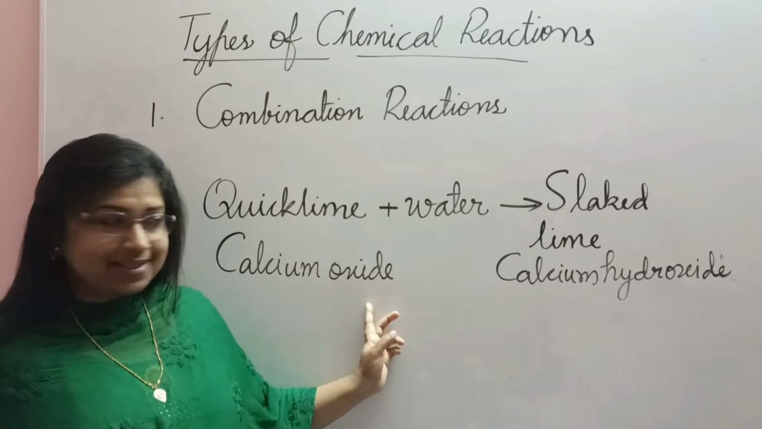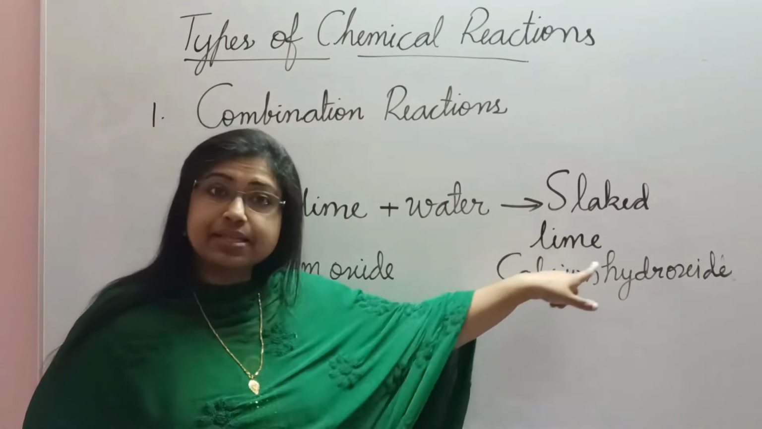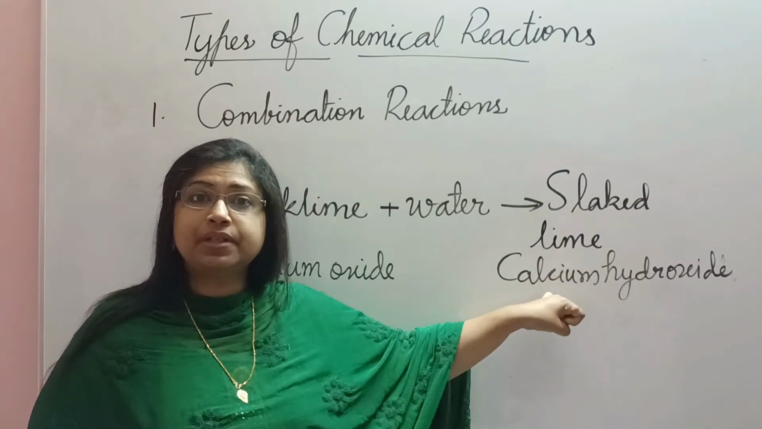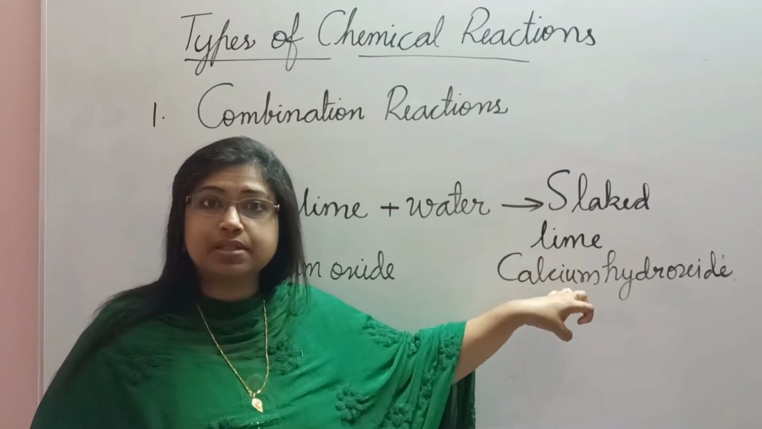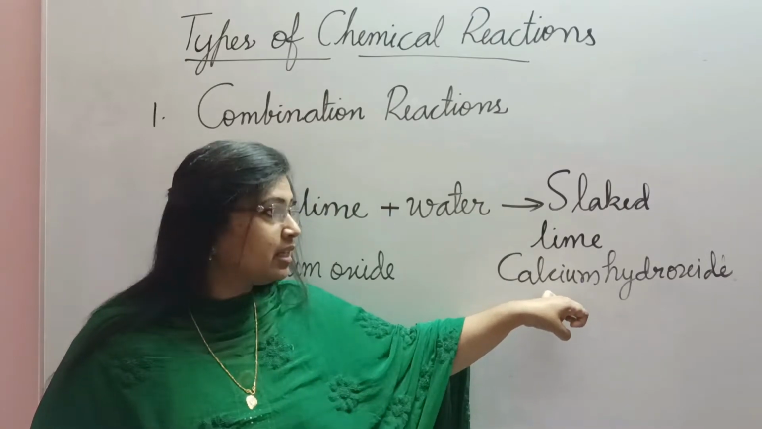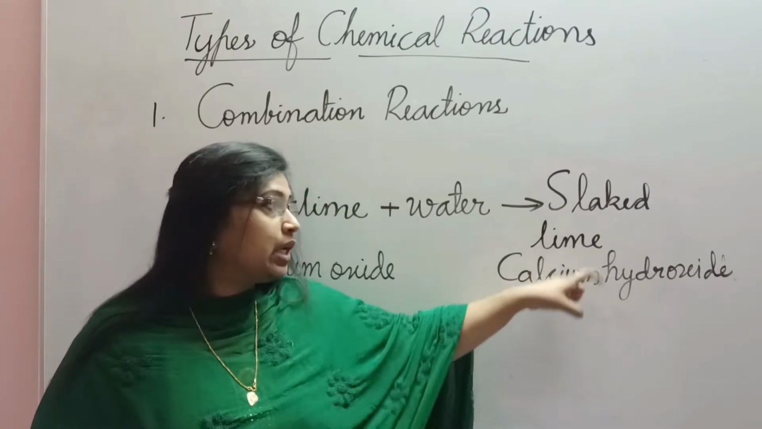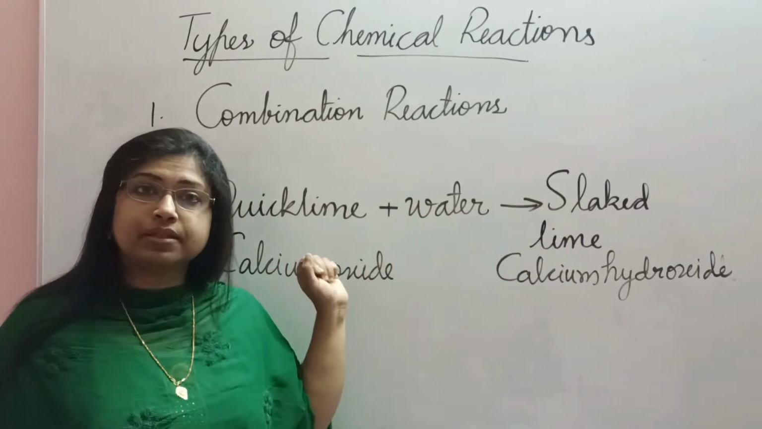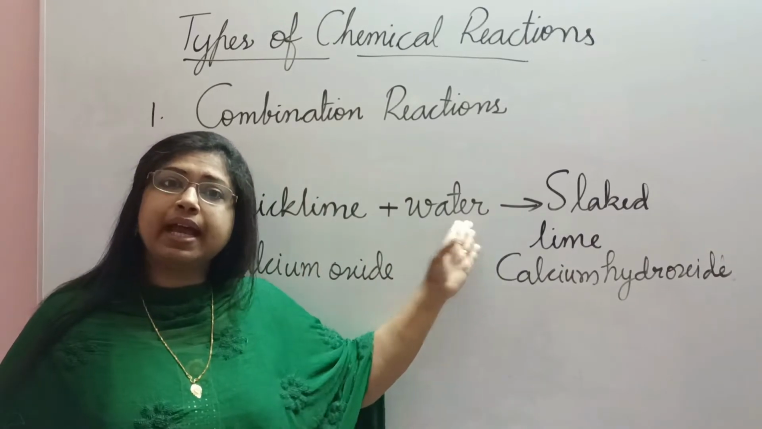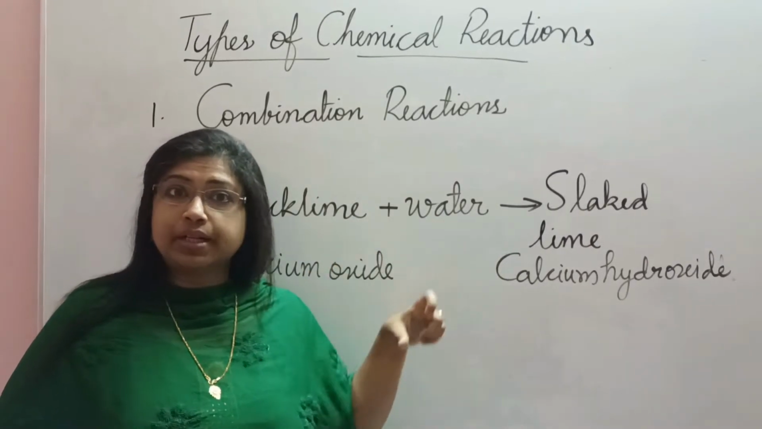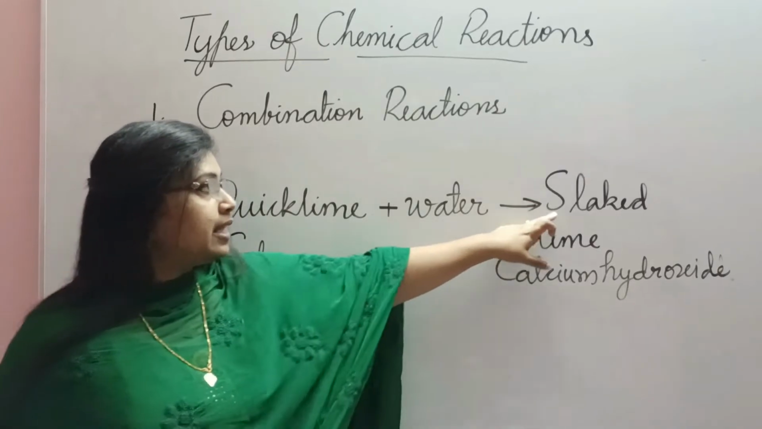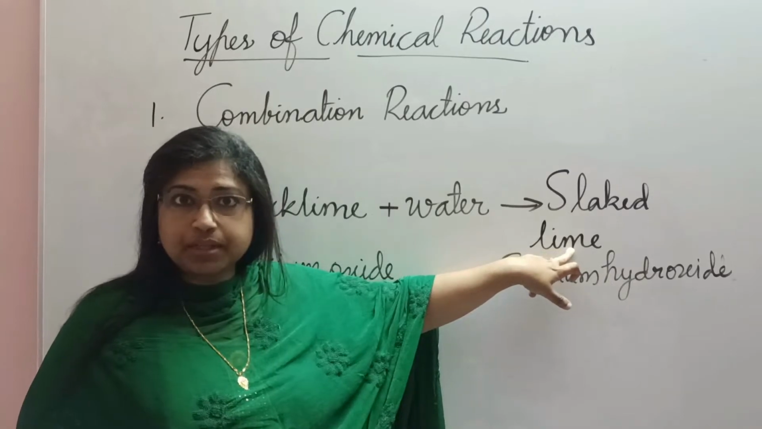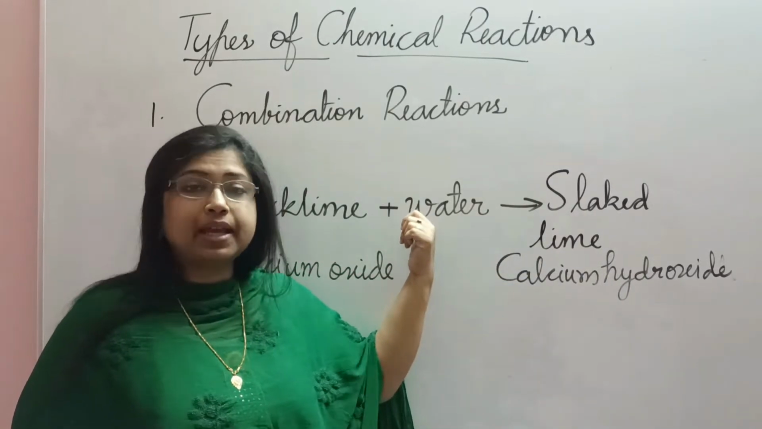Calcium oxide is a base. Slaked lime, that is calcium hydroxide, is also a base. This reaction is preferred by the farmers in agriculture because it is very easy to prepare good quality slaked lime from quicklime using this method. All you have to do is simply add water to quicklime. But remember, the state of the slaked lime that we obtain depends upon the amount of water we add.